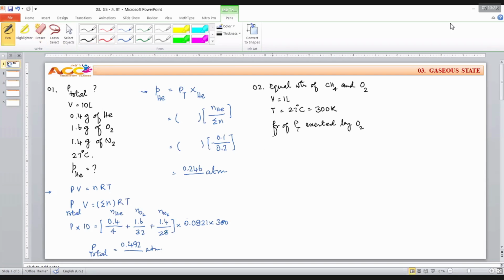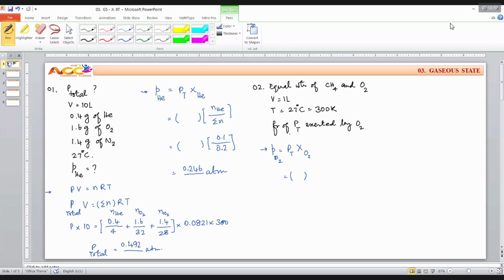But whenever we are having this type of situation, first of all, we have to go for total pressure. What is total pressure and then what is partial pressure? For that purpose, I'll go like this. Partial pressure is equal to the mole fraction into total pressure. Partial pressure of oxygen is equal to mole fraction times PT.